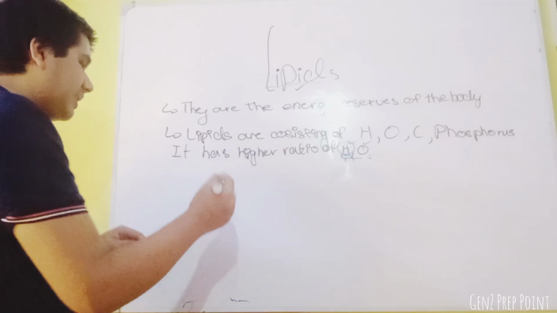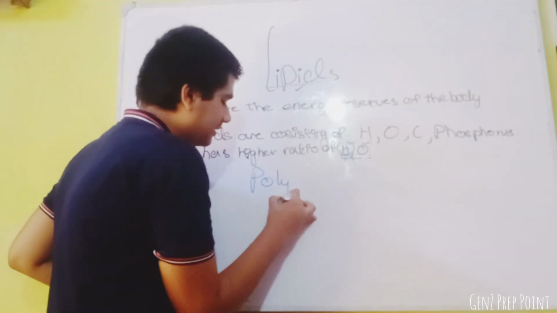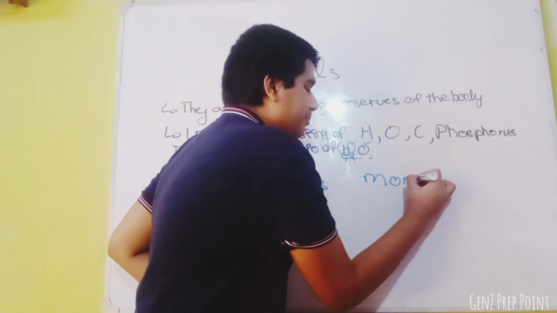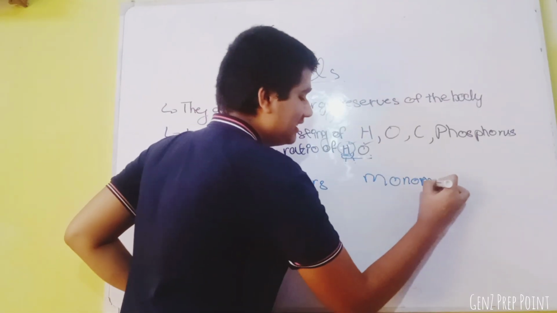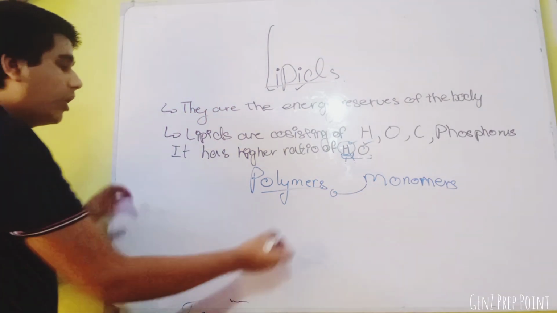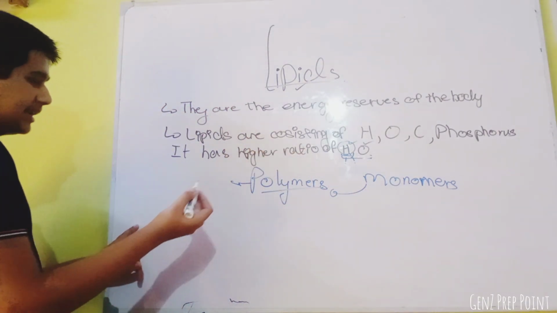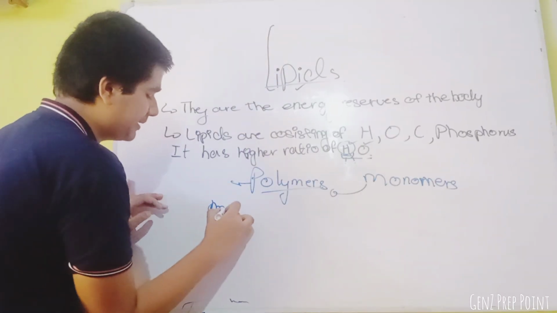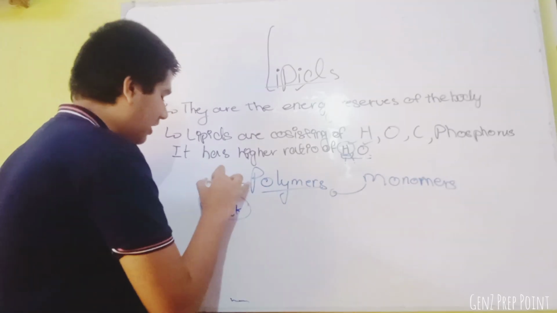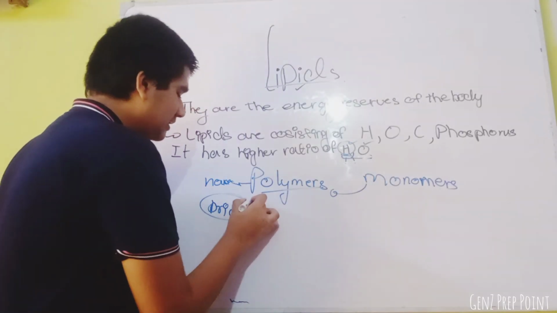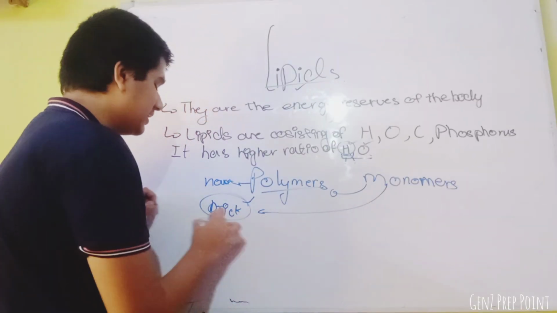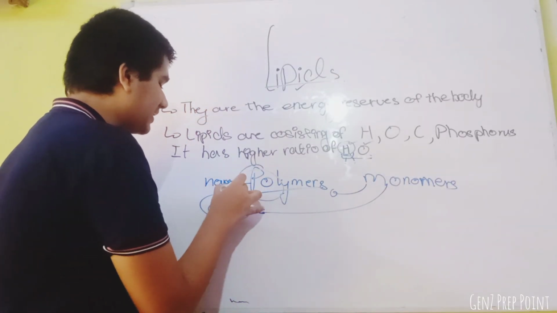I told you there are two types of molecules: polymers and monomers. Polymers are simply those molecules which are made of monomers. So what are polymers really? Just think, a house is made of 100 bricks. So the house is a polymer, the brick is a monomer. The monomer is what? The brick. The polymer is what? The house.